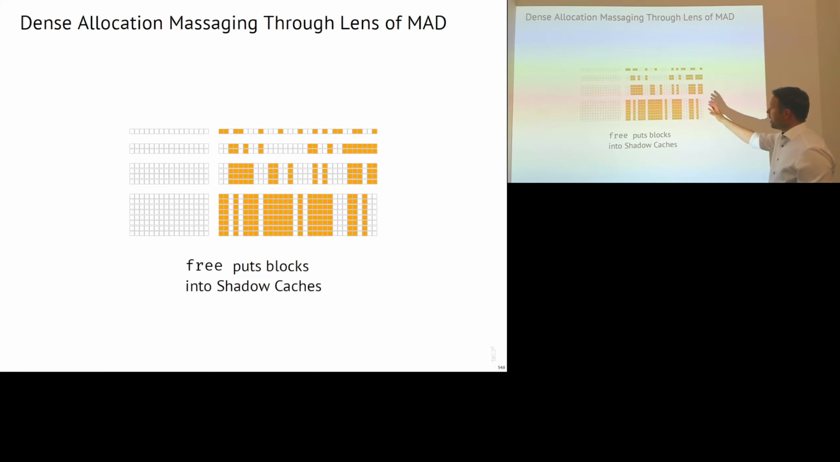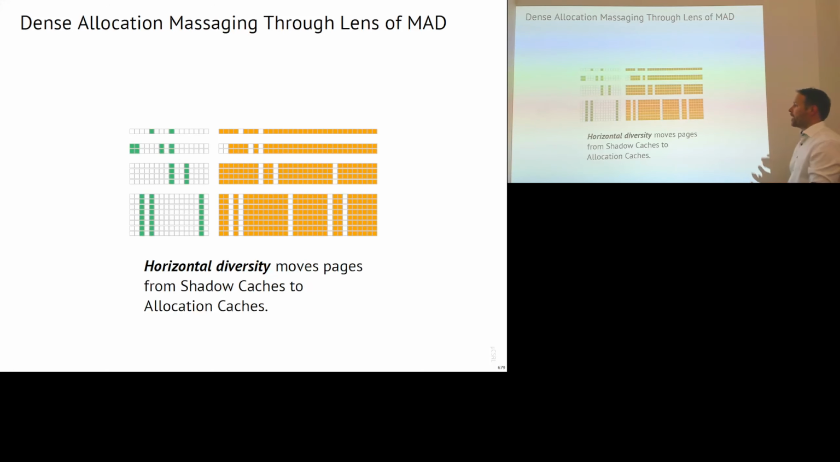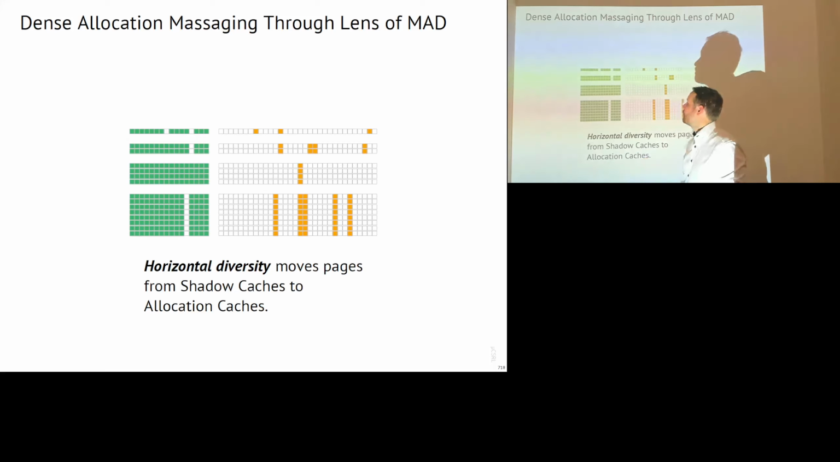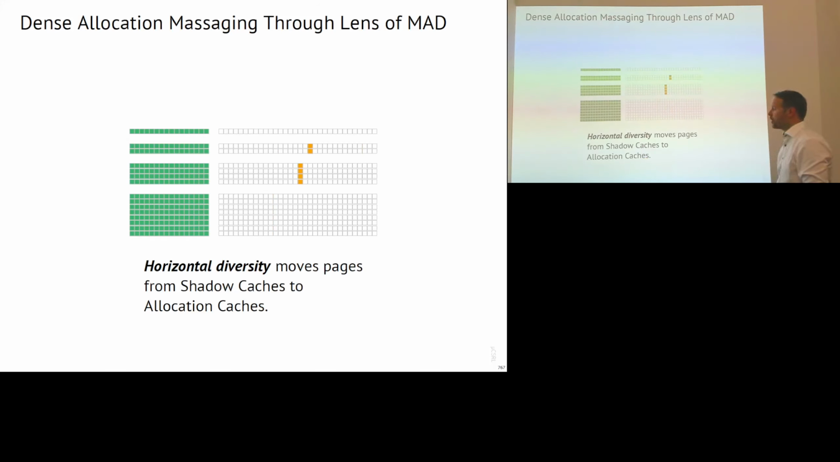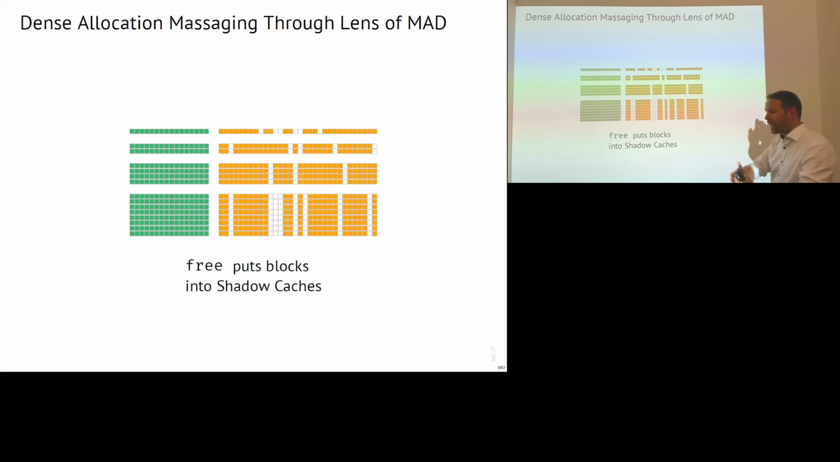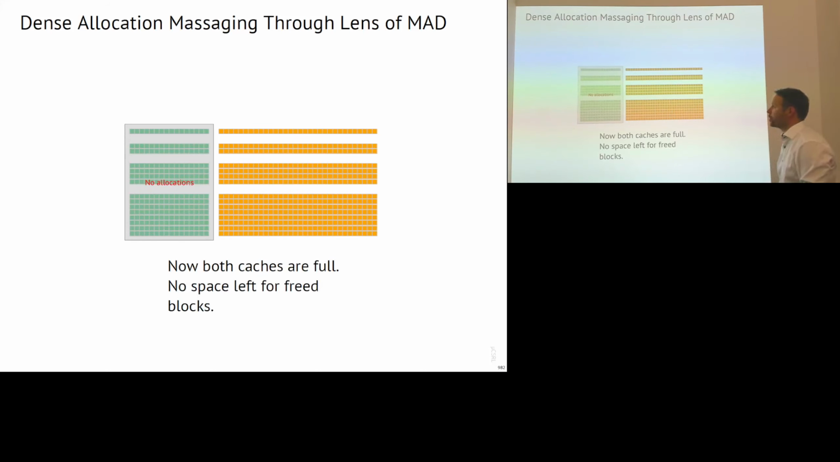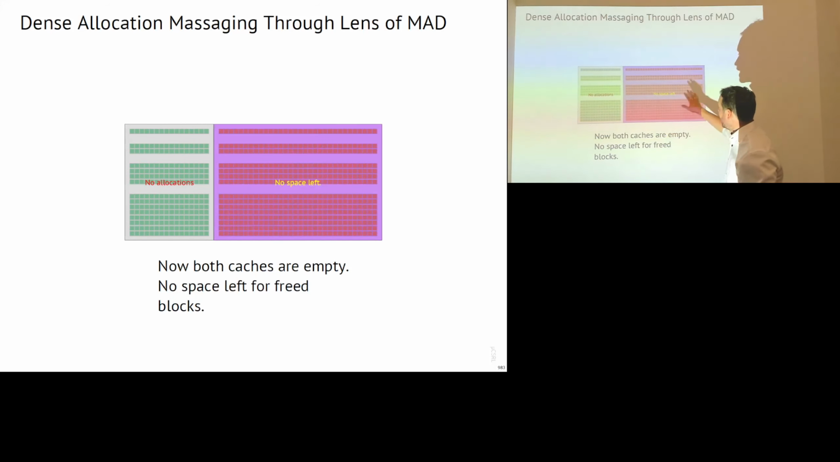And when we free this memory, the memory that the attacker held onto in a spraying attack, we find that the shadow caches are going to be filled again. And once those shadow caches are full, horizontal diversity is going to move some of those pages over to the allocation caches. And once this has been done, we also need to make sure that the frees will again put blocks into the shadow caches. So if you free a third of memory, then these caches will be full, and then eventually these caches will be full. So now there are no allocations, so this remains full, and there is no space left, meaning that whenever you want to free a new page, you need to take some of these pages and put them back to the buddy allocator. And again, this is something that we see with a high frequency.